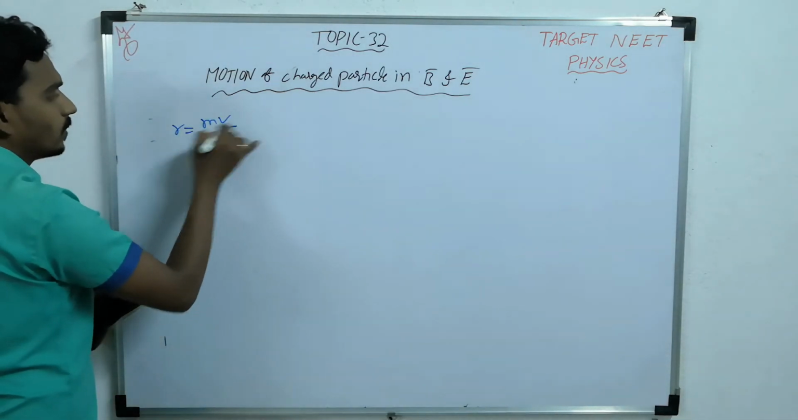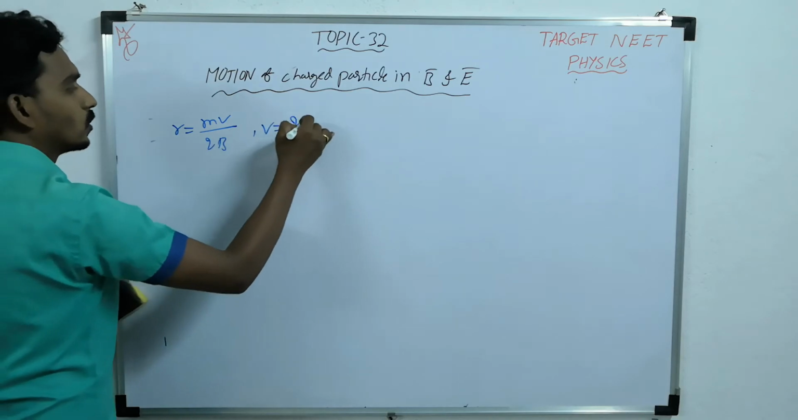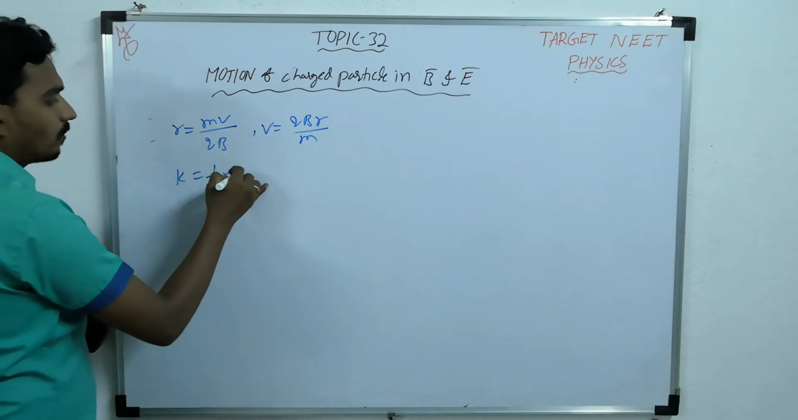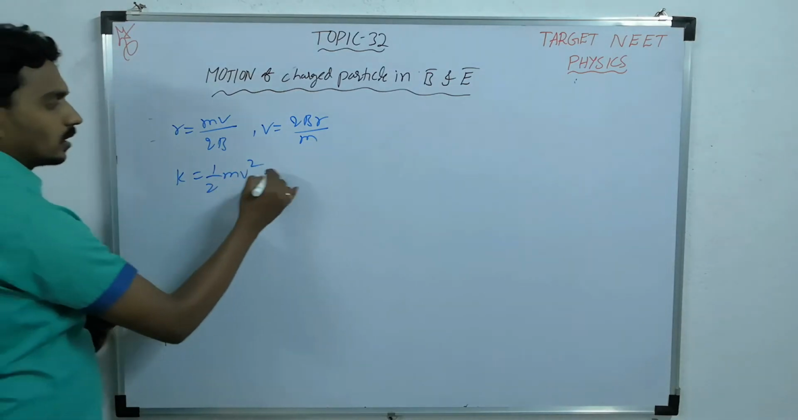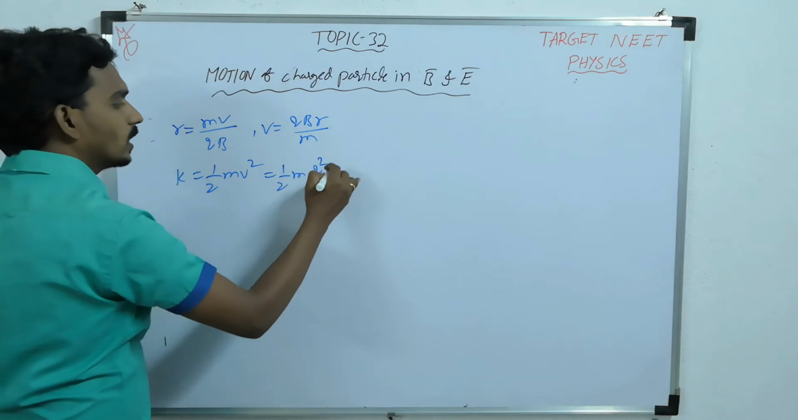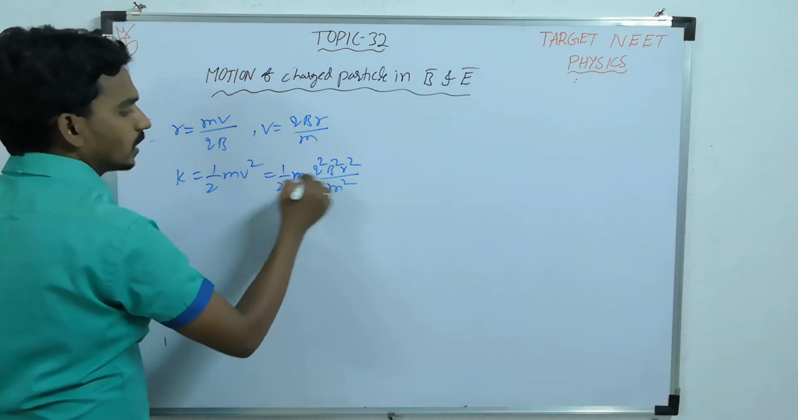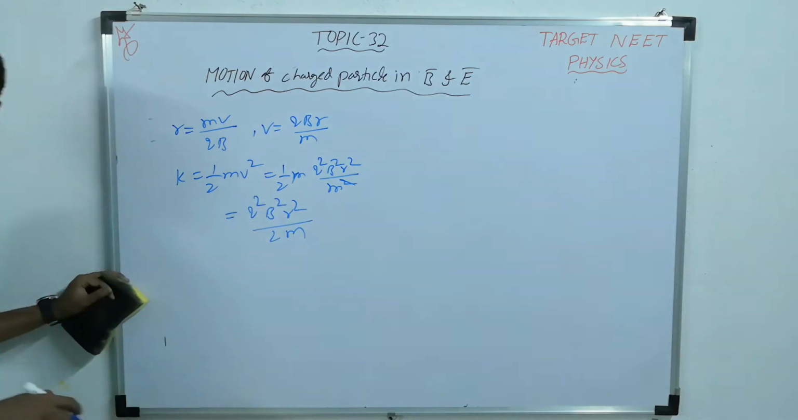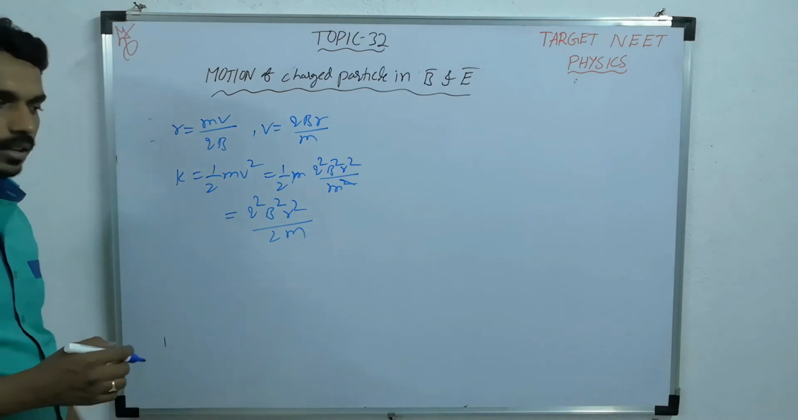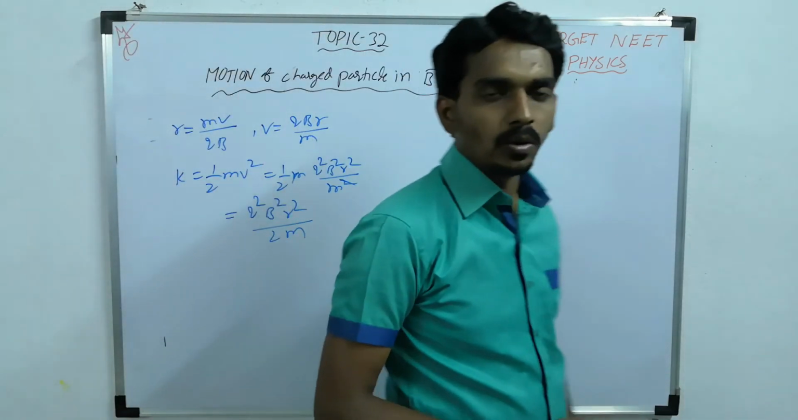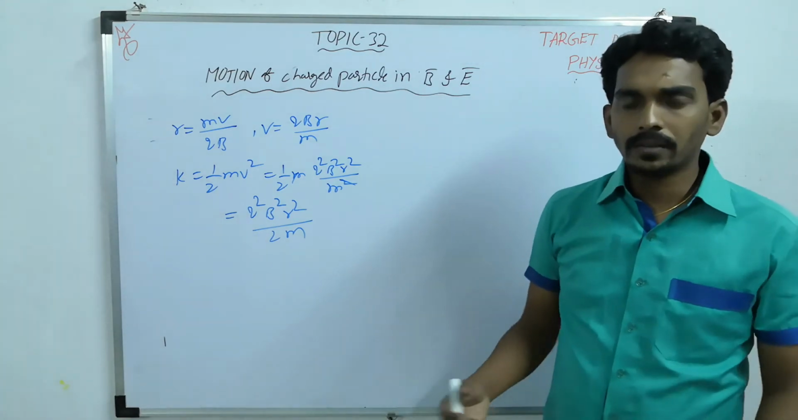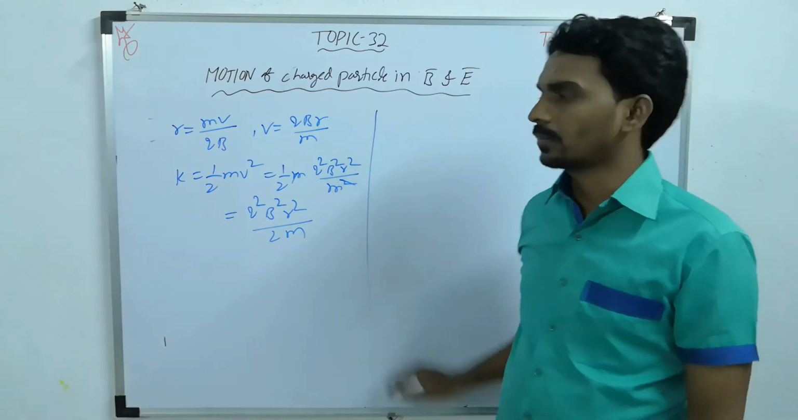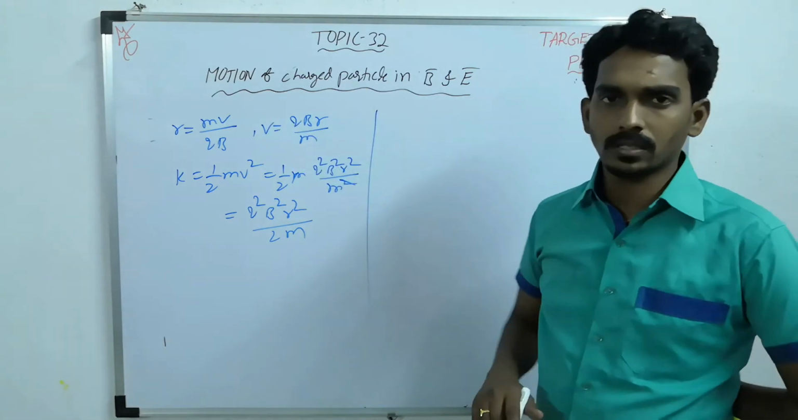r equals mv by qB, v equals qBr by m. So what is the kinetic energy? Half m v square. So half m q square B square r square by m square, m cancels. So q square B square r square by 2m. Based on the same thing, you have studied about the cyclotron, a device which accelerates charges. That also works on the same kind of phenomenon. There also the same equations will come.